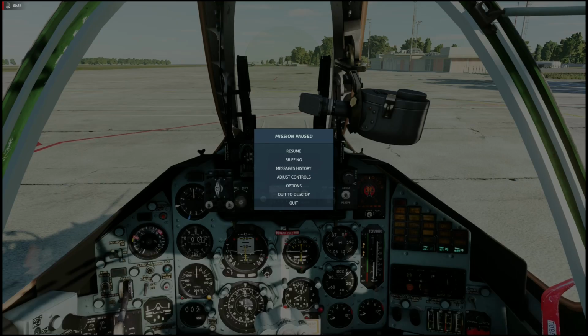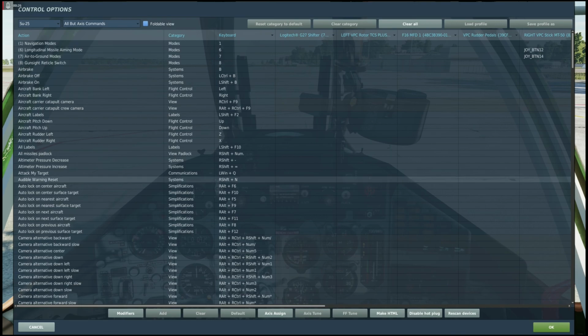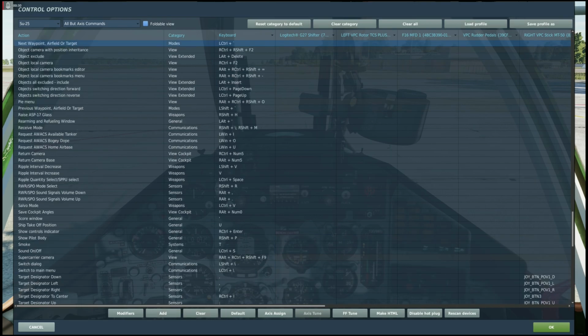The key bindings you're going to need are navigation modes, next waypoint, airfield or target, and previous waypoint, airfield or target.